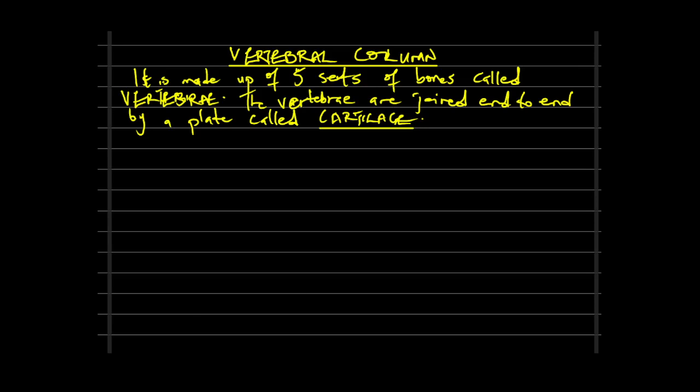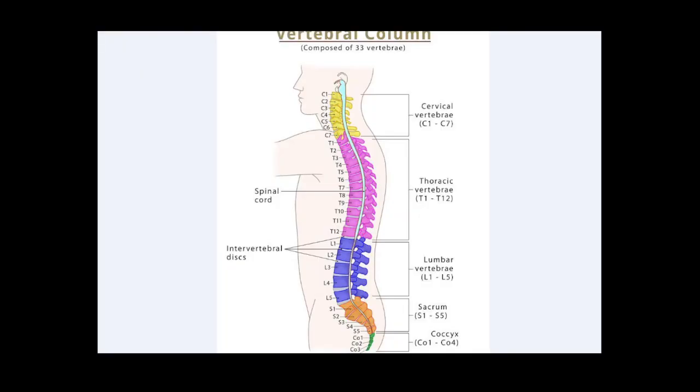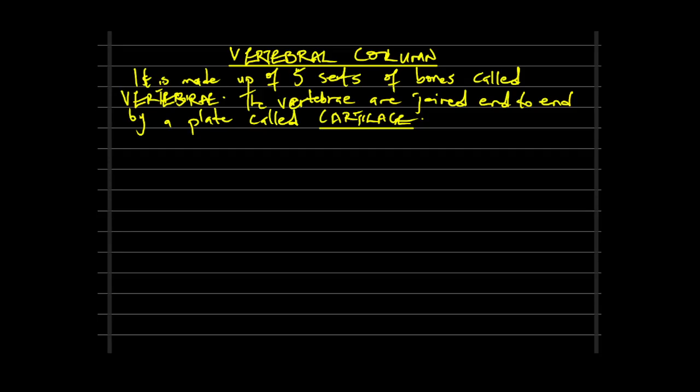So this is what the bone of the vertebra looks like. This is the vertebral column. This is what we refer to as the vertebral column. You can see it starting from the neck. We have the neck bones, we have the ones in the chest region, till it gets to the hip region. So those are the things that make up the vertebral column.